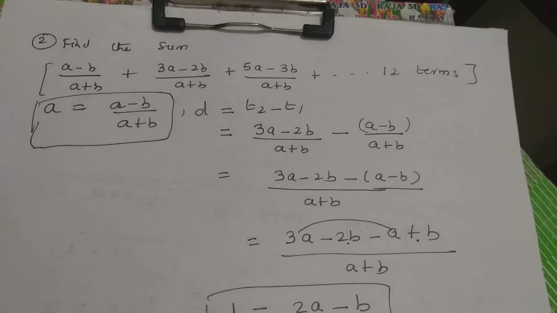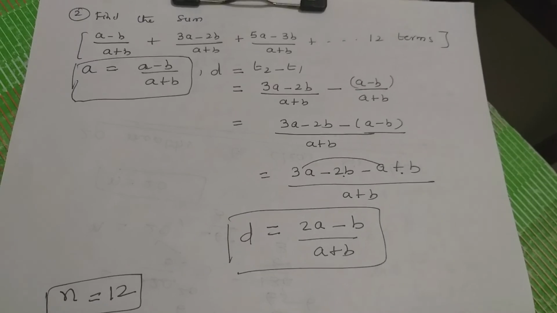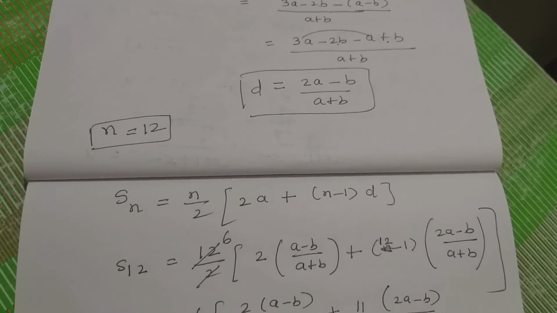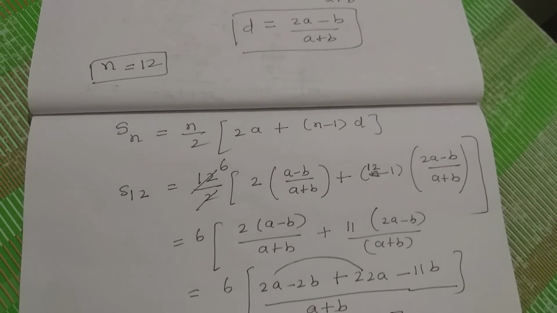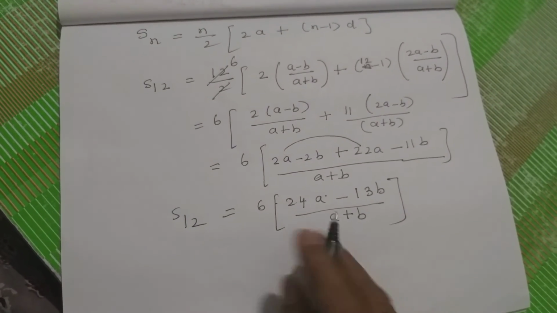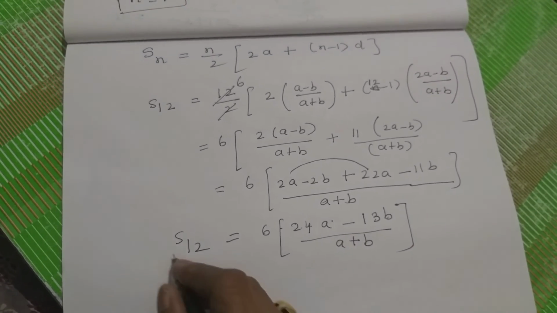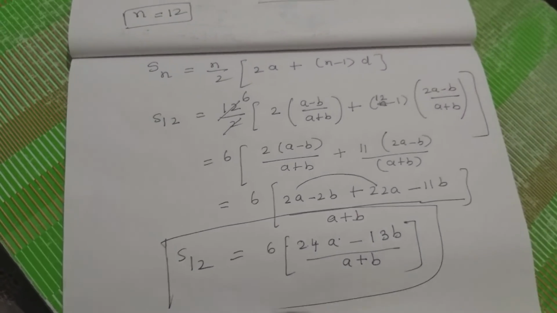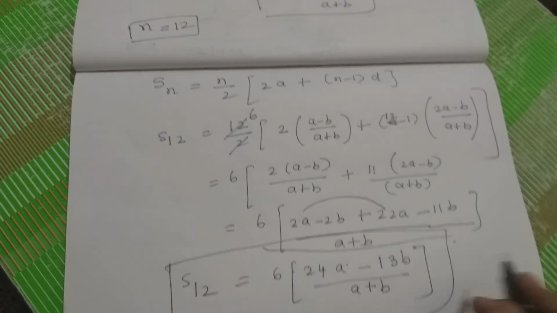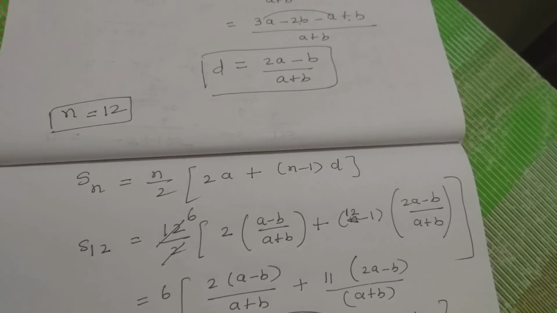Just go through once. Substituting for n, a, d and finding the sum of the 12 terms. This is your final answer, children. I hope you understand. Thank you for watching the video.